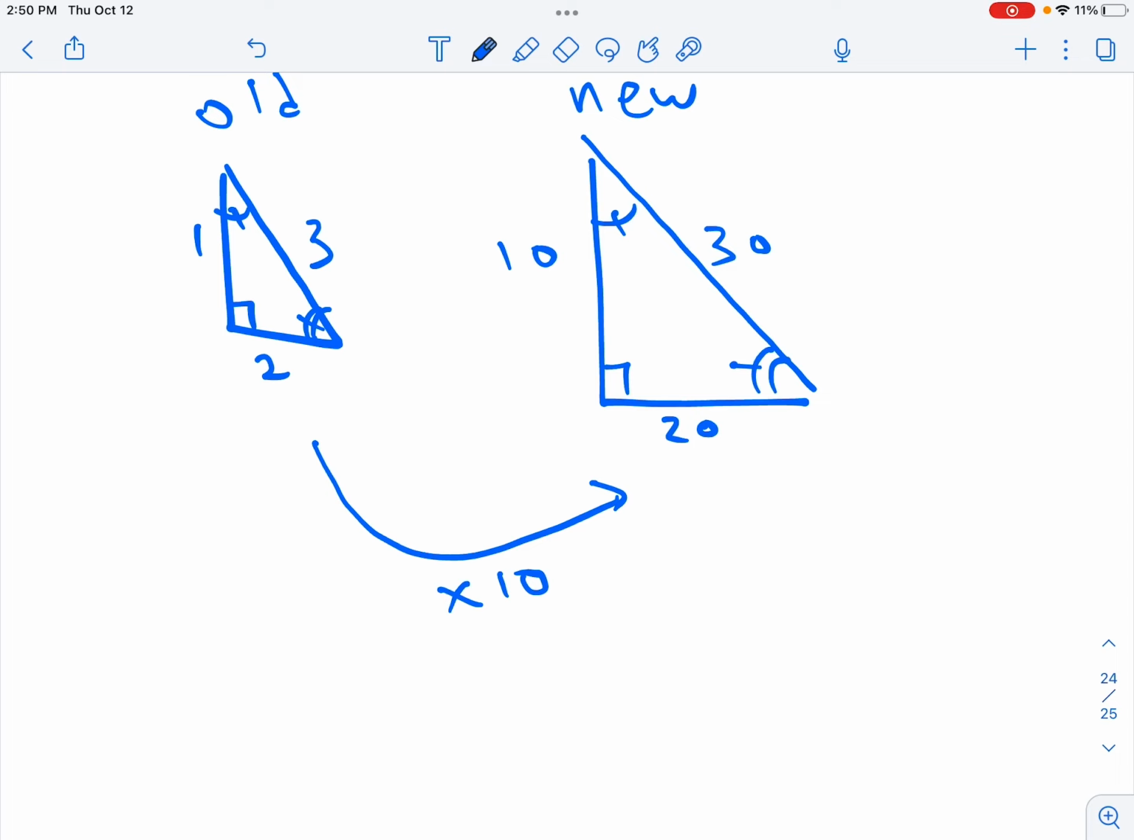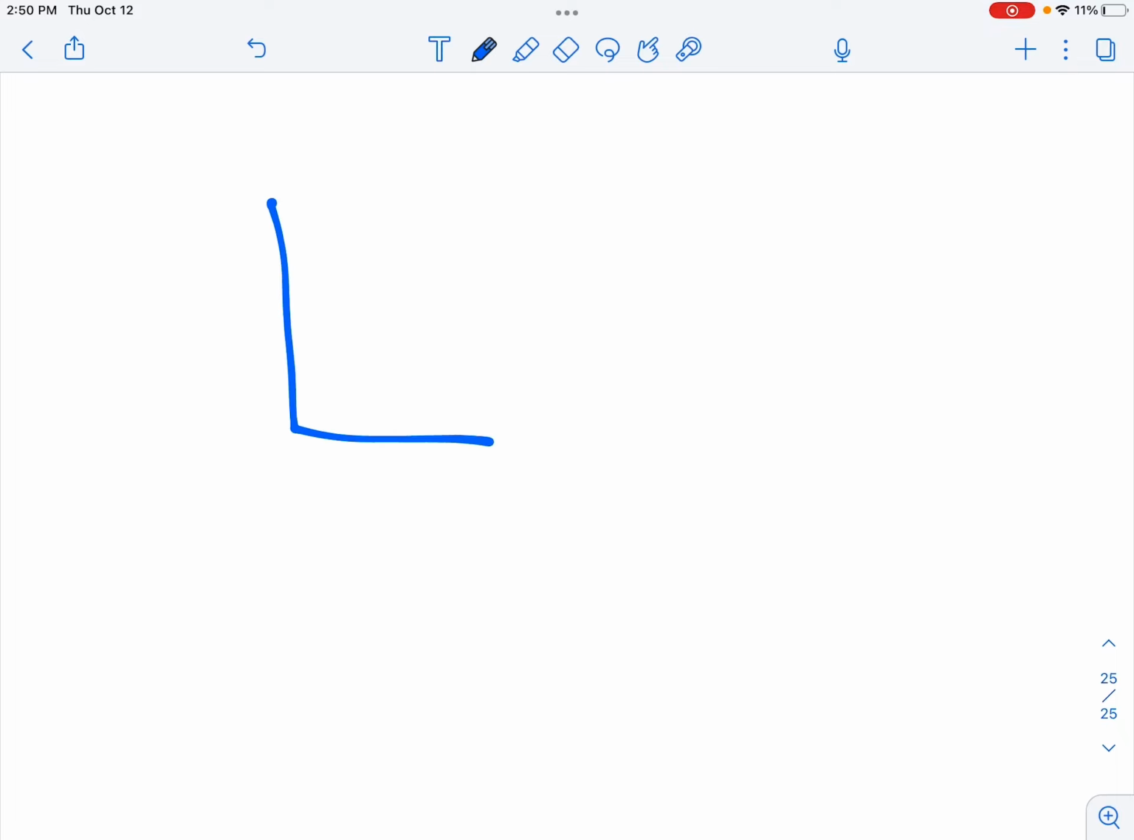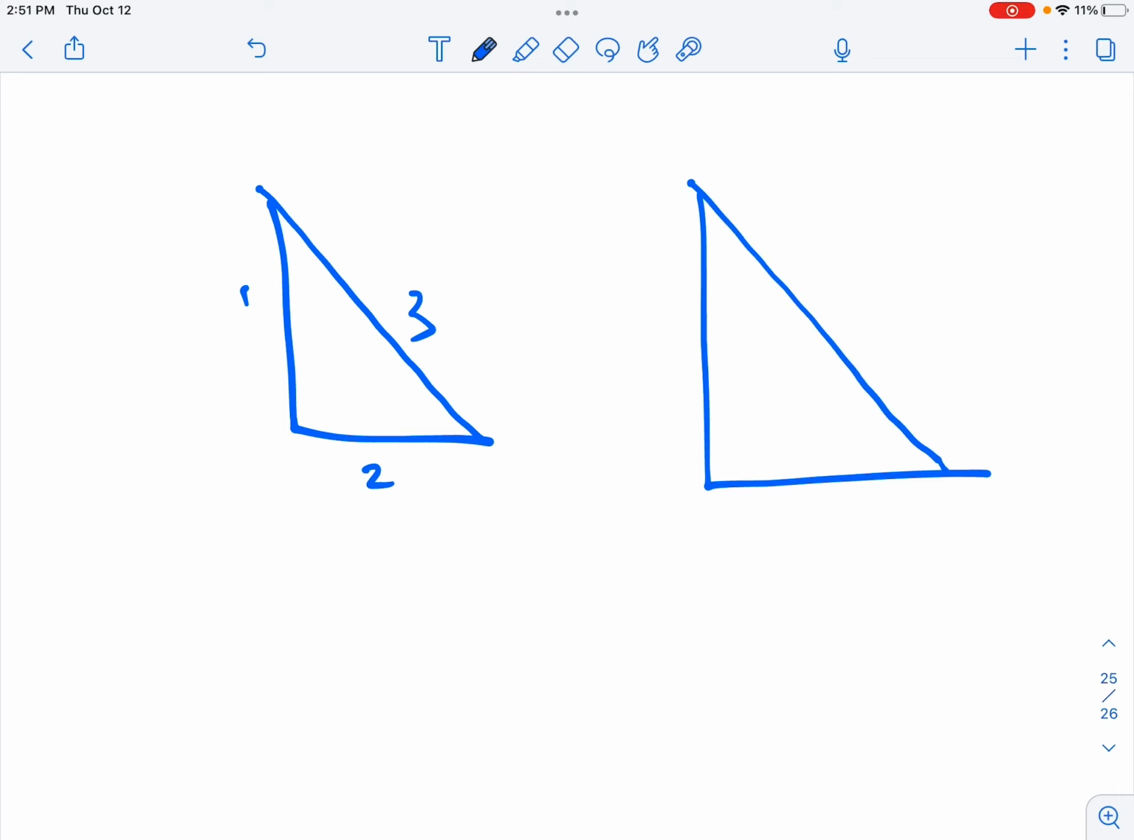Now, when we're proving that two triangles are similar, we would, technically speaking, have to prove 6 different things. Let me show you the 6 different things. So here's a triangle. Let's do 1, 2, 3. And now this one, let's do 6, 4, 2.